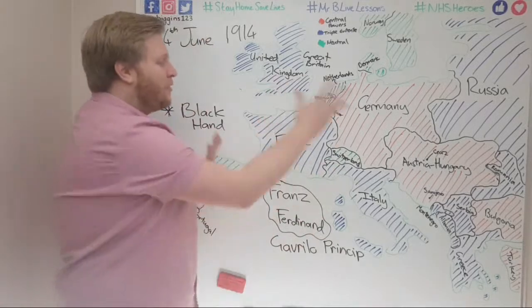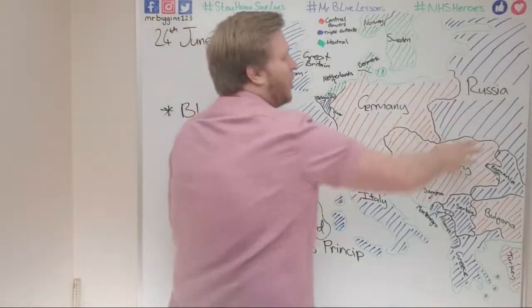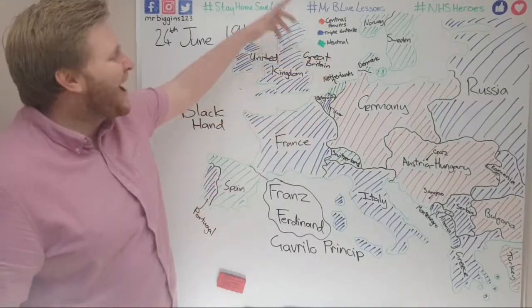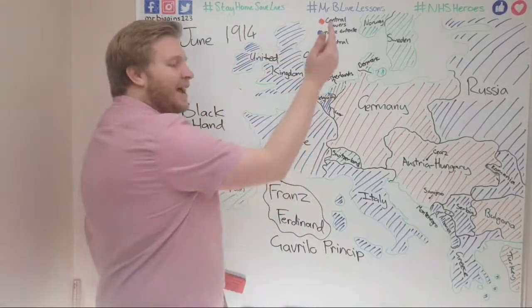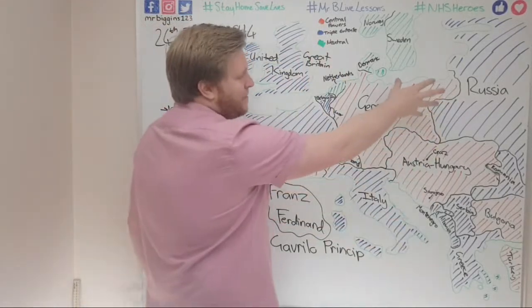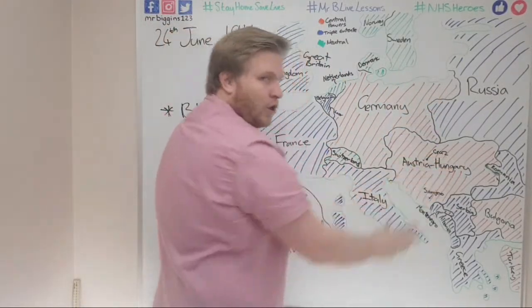So at this time, forget about the other countries. There was United Kingdom, France, Russia. They were an alliance. It was called the Triple Entente. And then there was another alliance. There was an alliance called the Central Powers. Now, the Central Powers were Germany and Austria-Hungary.